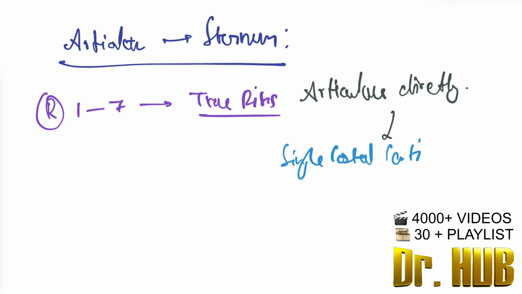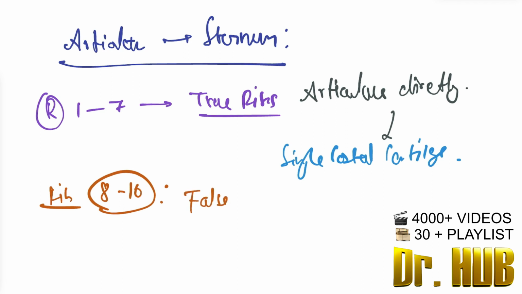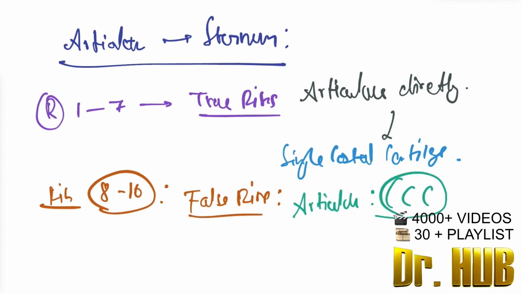Next we have ribs 8 to 10. Ribs 8 to 10 are known as the false ribs. How do they articulate? They articulate with the common costal cartilage, that is the C, C and C.